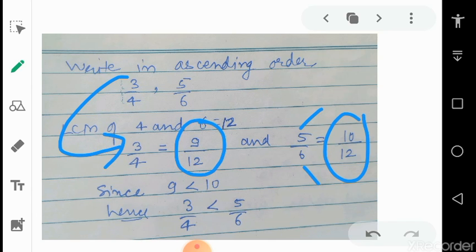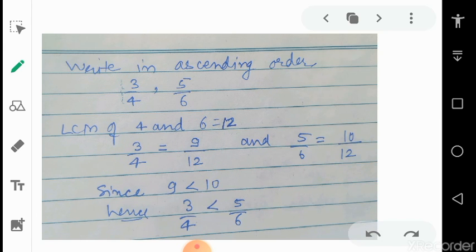So here 9 upon 12 comes from 3 upon 4. We can write, okay, you have to give the reason. As 9 is less than 10, it means 3 upon 4 is less than 5 upon 6. So the question is very interesting. Okay, you can see it again. Hence we can find which fractions are bigger and smaller, and then we can tell about ascending and descending order.